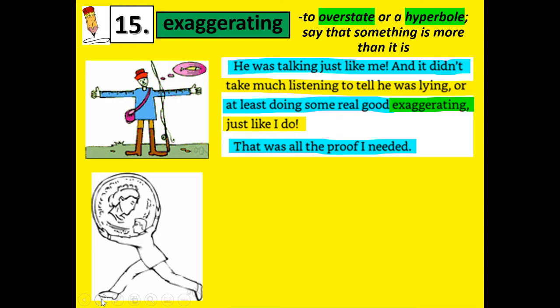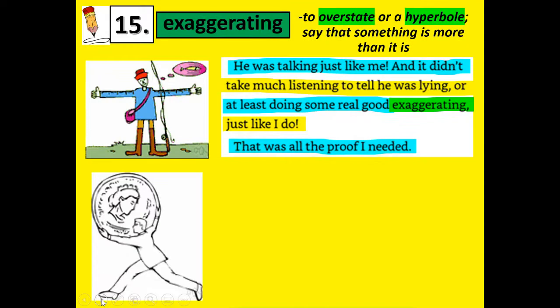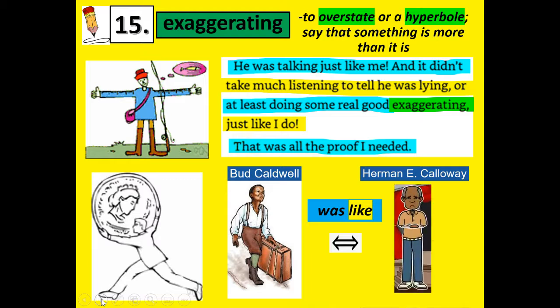So this is Bud talking about Herman E. Calloway. So Bud said, he was talking just like me, Herman E. Calloway. And it didn't take much listening to tell he was lying, or at least doing some real good exaggerating, just like I do. That was all the proof I needed. Bud Caldwell was like Herman E. Calloway. He's comparing himself to Herman E. Calloway. He's like, I'm just like him.